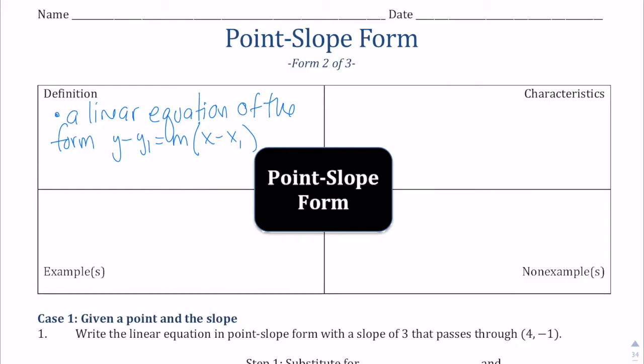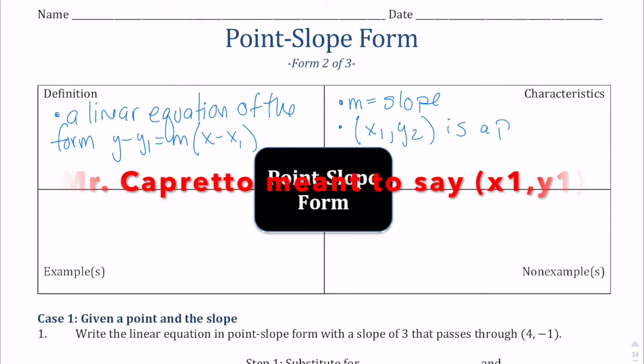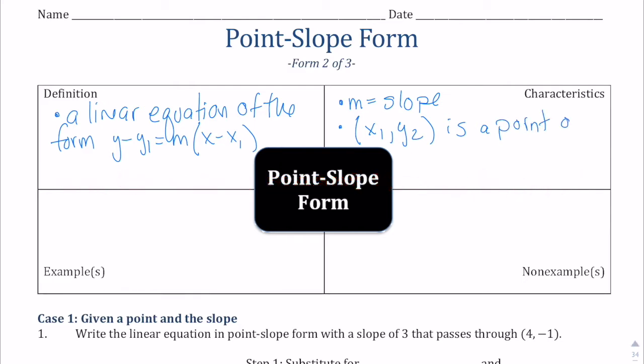And in this form, we'll list some characteristics: m is the slope, and (x1, y1) is a point on the line. So as the name suggests, point-slope form tells us the slope and a point on the line. That's the important distinction about point-slope form. Let's look at a few examples.